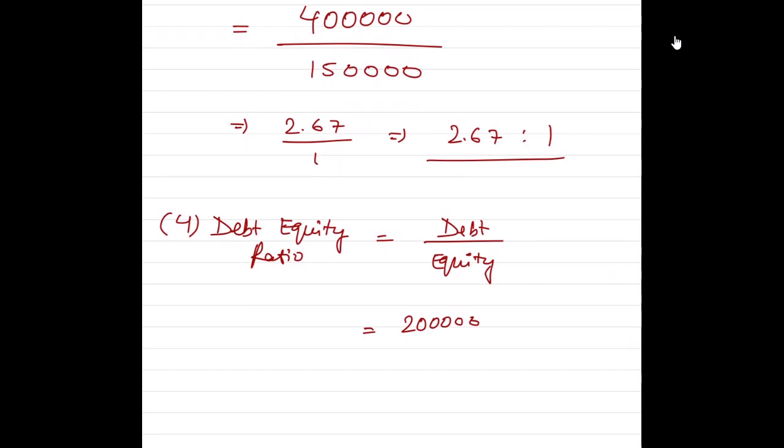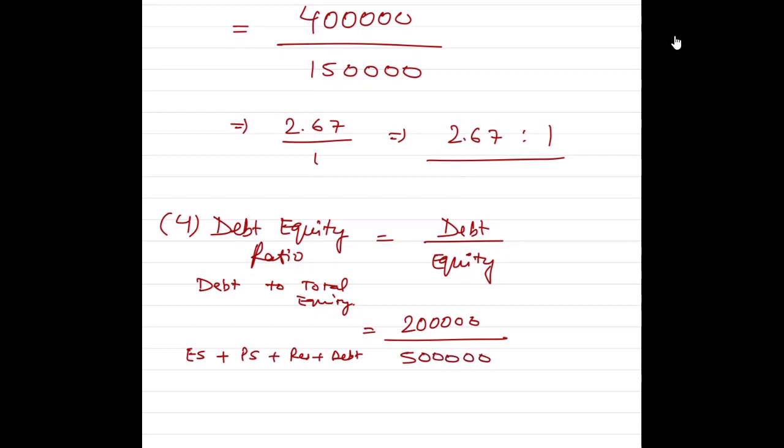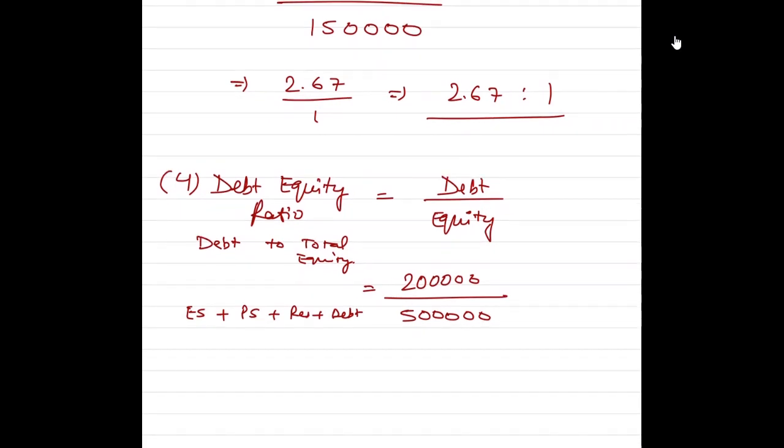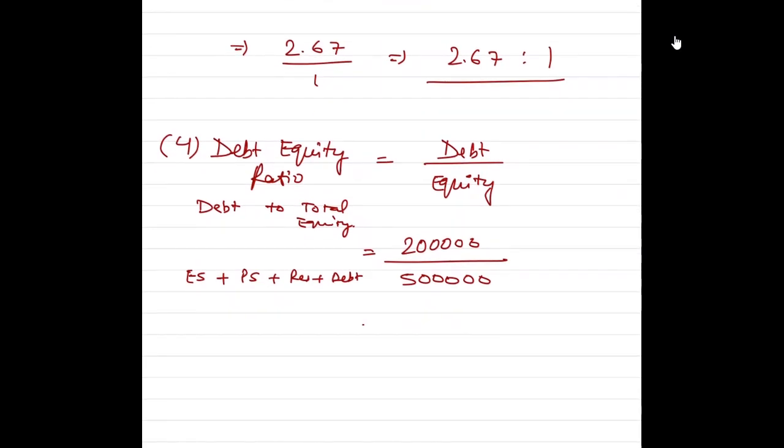So equity is the long-term fund. Equity is the long-term fund, which would include your equity shares plus preference shares plus your reserves plus your debt. Okay, this ratio is also called debt to total equity ratio. So basically this would be again 2 lakh divided by 5 lakhs. And this would be written as 2 is to 5.